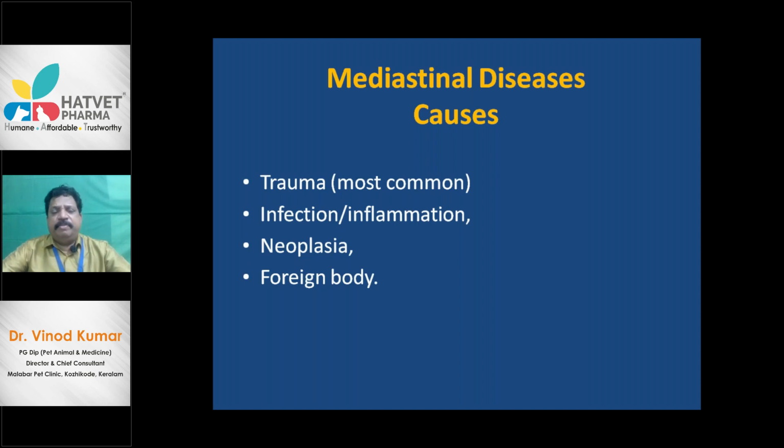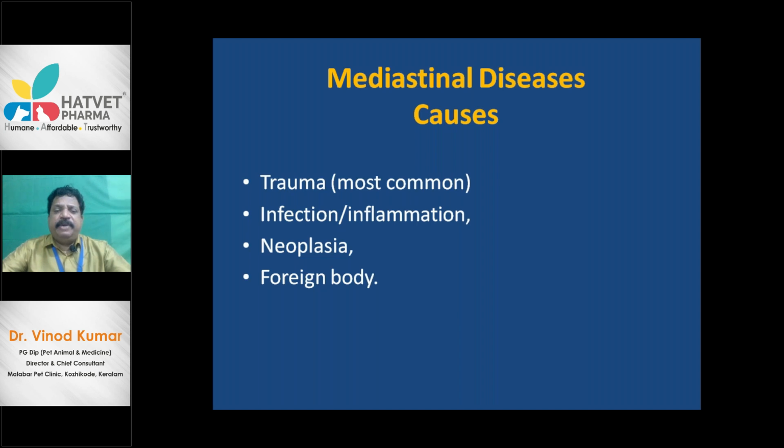Where could the trauma be coming from? The trauma is coming from different areas. It may be penetrating from outside, or it may be penetrating from inside. Inside means from the trachea or from the esophagus, mostly from the esophagus. A trauma may be produced due to a concussion, due to a rupture of the mediastinal organ, or due to a rupture of the mediastinal pleura. So all these things can happen. Trauma is the commonest cause of mediastinal disease in dogs and cats.